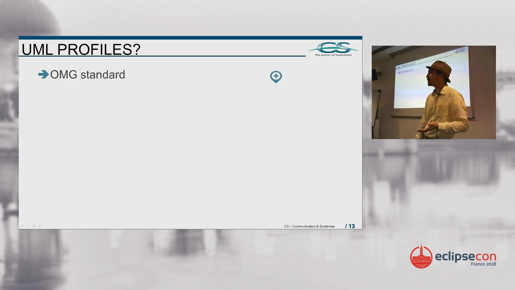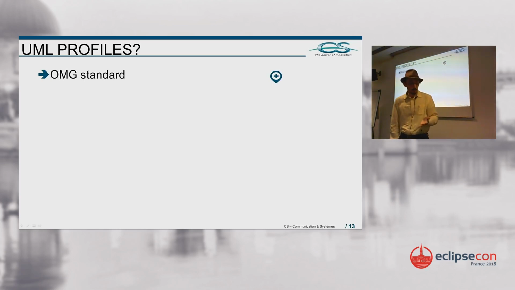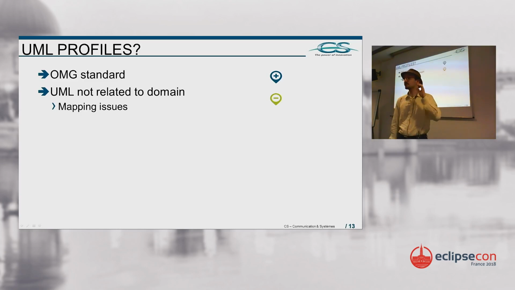So first we considered UML profiles because that's the OMG standard. So that's a good point to start with. But on the other hand, UML is not related at all to our domain. We would have complex mapping issues because UML works at a higher level than this low-level bitstream architecture. So we don't know what to map the concepts with UML. And that's very disturbing, this will cause a lot of technical issues.